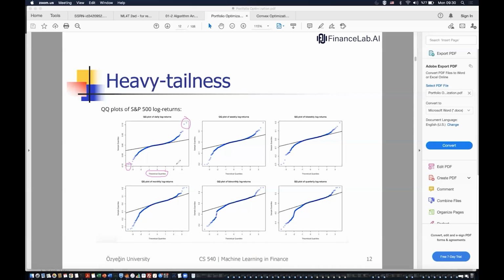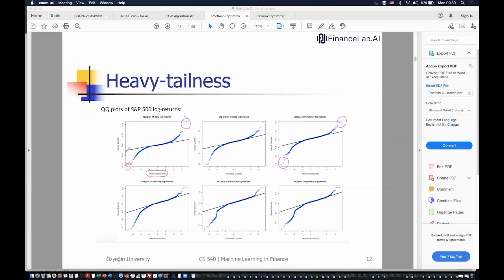So these are the heavy tails. Again, if we increase the frequency and look at the weekly, bi-weekly, monthly, bi-monthly, and quarterly ones, we tend to see more skewness. For instance, in the bi-weekly one, these are the heavy tails. Since this shape deviates from what's expected from the theoretical quantiles, we tend to see more heavy tails, and this shows the deviation from Gaussianity.